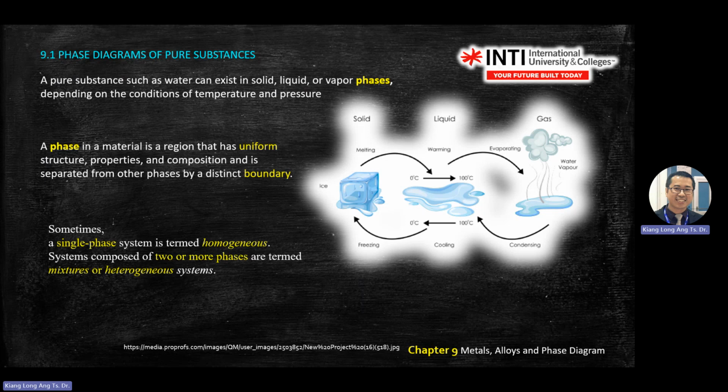Sometimes in the question you will see homogeneous, which is called single phase. Single phase means only one, right? For example, water, water, sugar, sugar. But if you have sugar and water formed together, they will become a heterogeneous system.